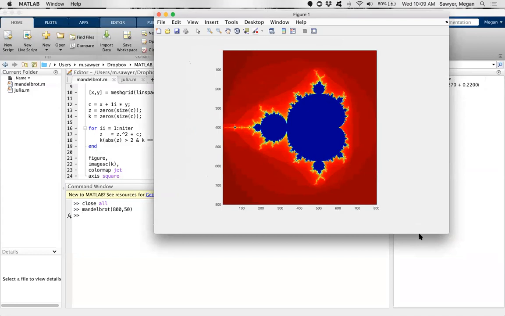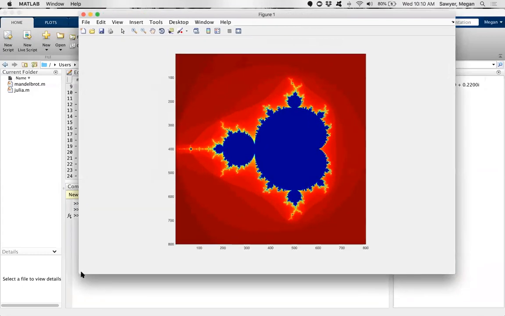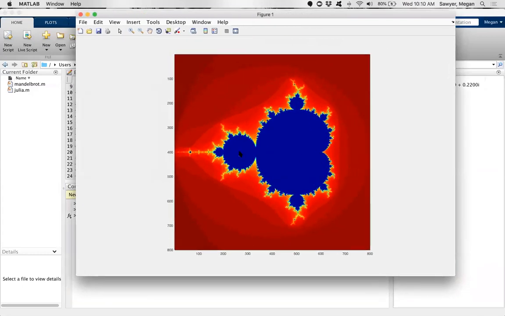So this has, again, at -1 here, we see the bulb. At 0 here, we see the bulb. So the dark color indicates that we haven't escaped at all.